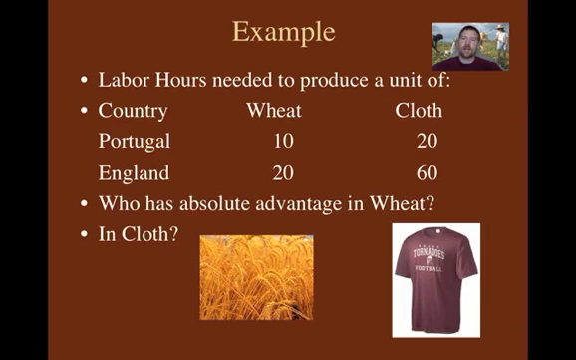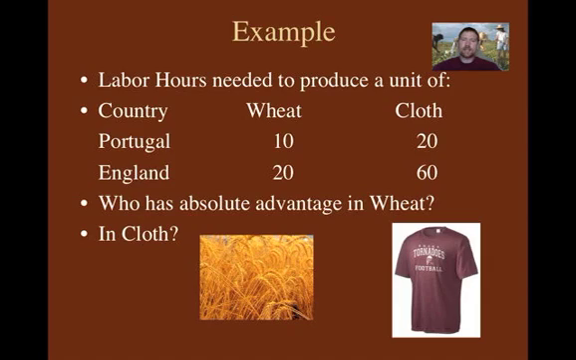Let's look at a more real-life example here. Labor hours needed to produce a unit of cloth and wheat. We'll look at two different countries, Portugal and England. Portugal, it takes them 10 hours to produce a unit of wheat. And for cloth, it takes them 20 hours. For England to produce a unit of wheat, it takes them 20 hours. For cloth, it takes them 60 hours.